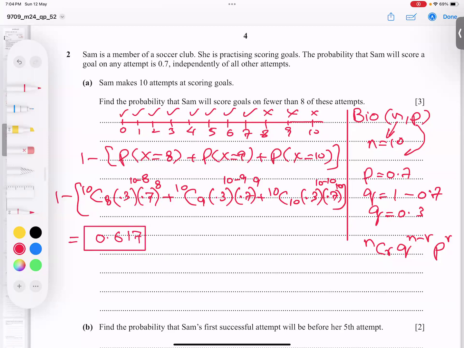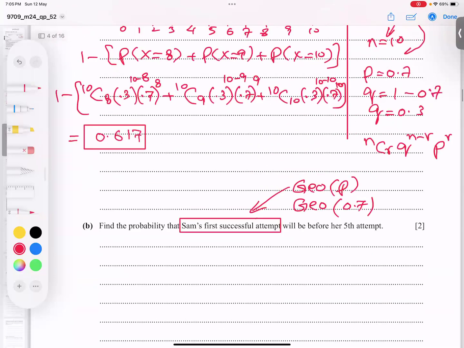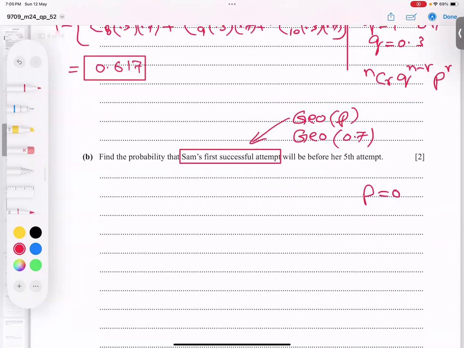So let's go for the next part. The probability of Sam's first success. Whenever it says first success attempt, this is a hint of geometric probability, and you know it very well. And here we have 0.7. Let me check. Yeah, success is 0.7. So again the same story. p is 0.7 and q we had done before, 0.3. But he said, find the probability that Sam's first success will be before the fifth attempt. Before the fifth attempt.